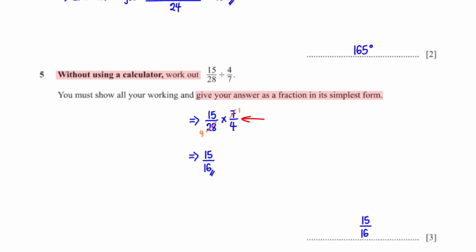7 goes into itself 1 time and goes into 28 4 times. So for the numerator, 15 times 1 is 15, and for the denominator, 4 times 4 is 16. This cannot be simplified further, so that will be our final answer.